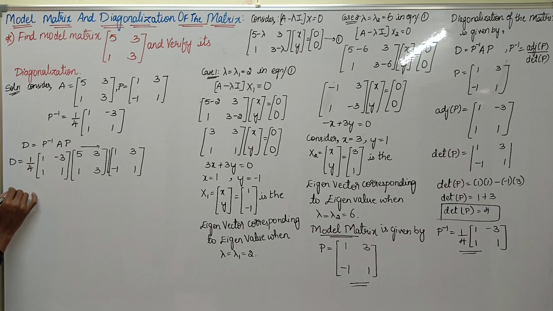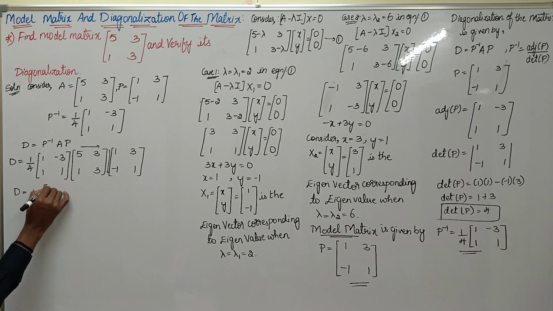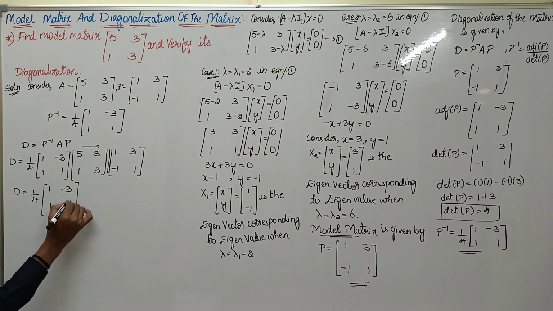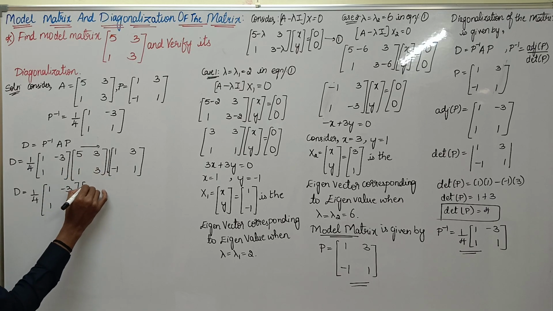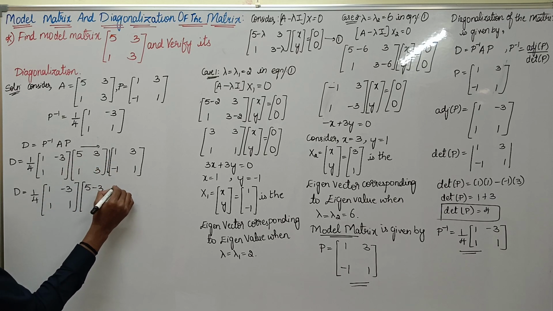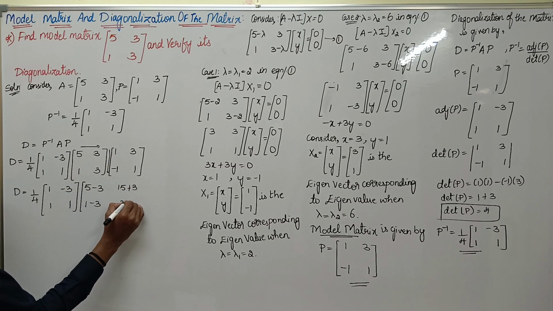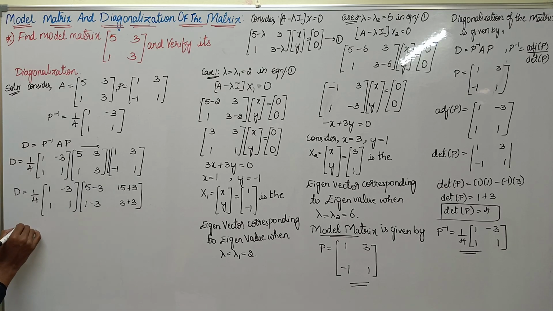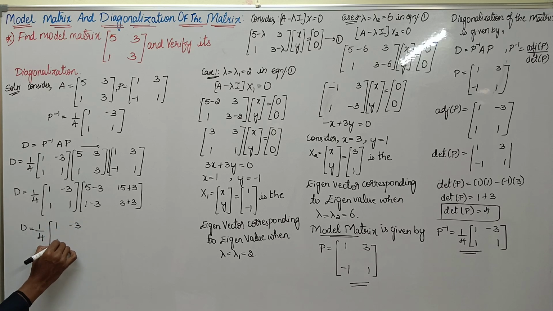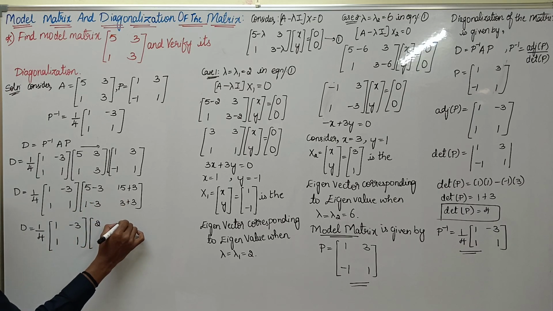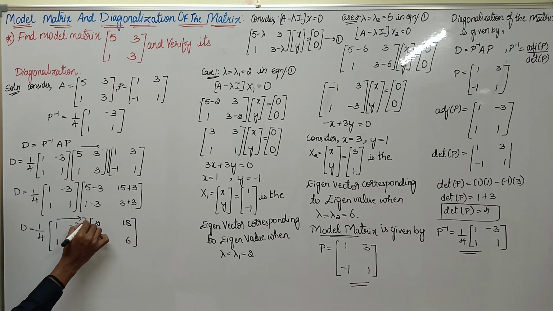First row, first column: 5 ones are 5, 3 into minus 1 is minus 3, 5 threes are 15, 3 into 1 is plus 3. Next, 1 three, 1 ones are 1, 3 into minus 1 is minus 3, 1 threes are 3, 3 into 1 is 3. That is, D is equal to 1 by 4 into [1 minus 3; 1 1] into [2 18; minus 2 6]. Now do this matrix multiplication.